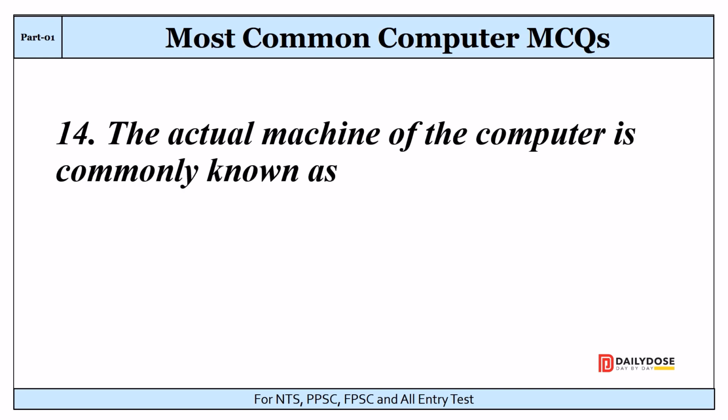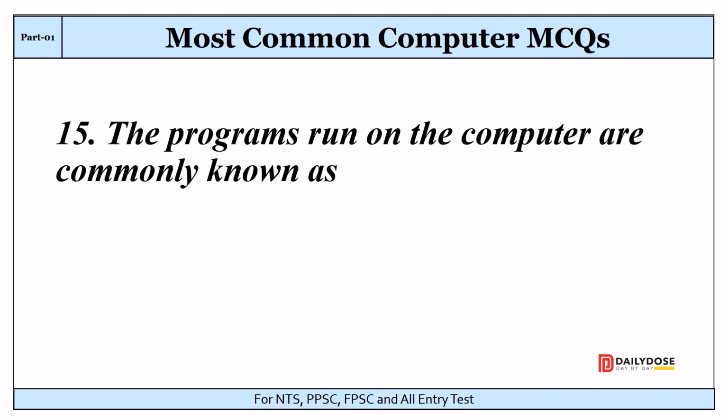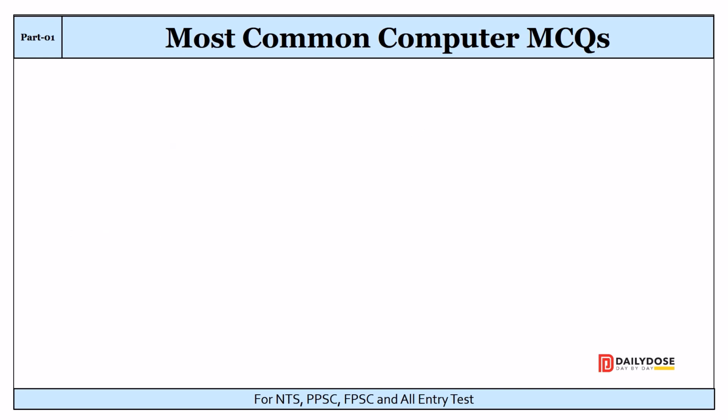The actual machine of the computer is commonly known as hardware. And these are the different types of computer hardware. The programs run on the computer are commonly known as software.